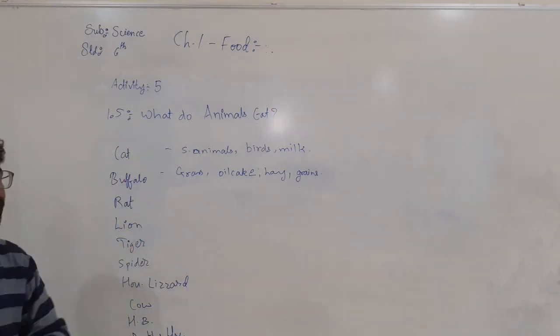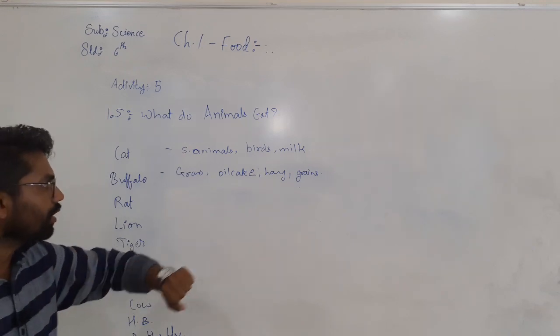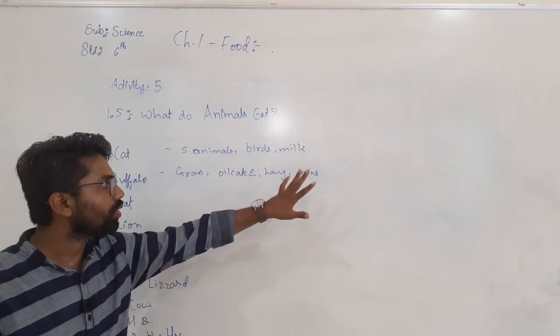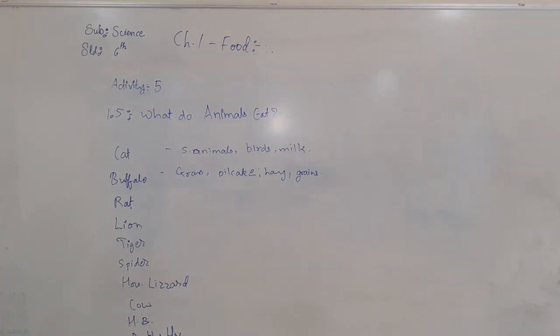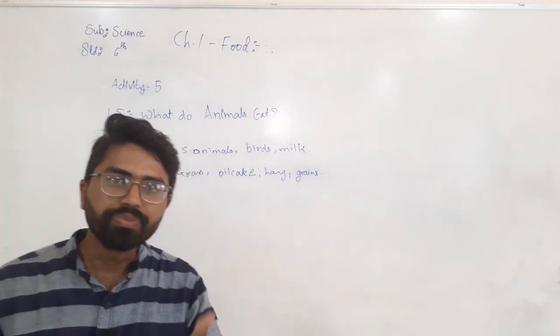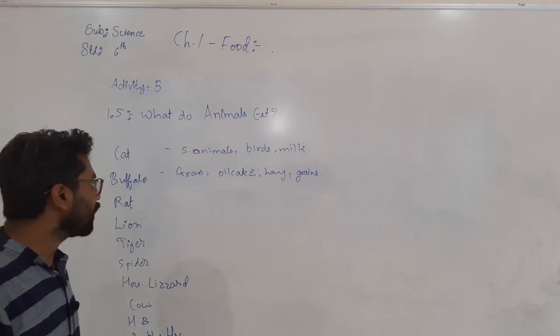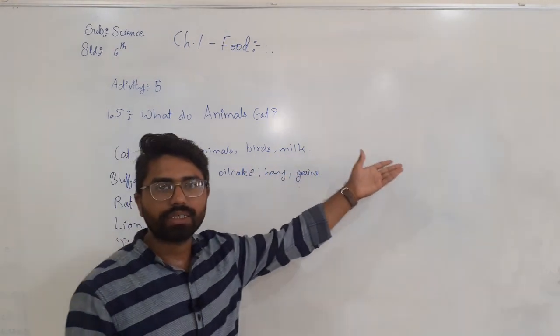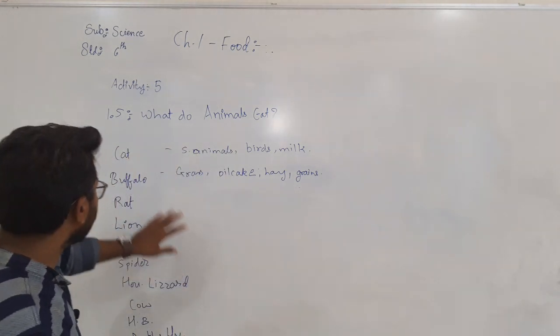So what does a cat eat? The cat eats small animals, rats and all these things. Small birds also, and milk. We know that a cat drinks milk. If you have a pet cat at home, then we give them some milk to drink, and they like it the most. They also eat roti, chapatis and all these things.